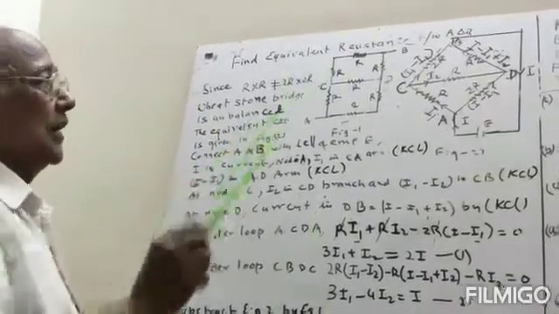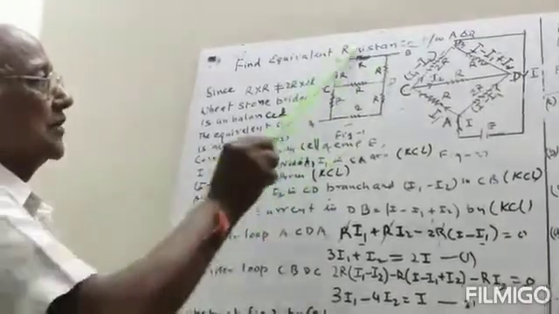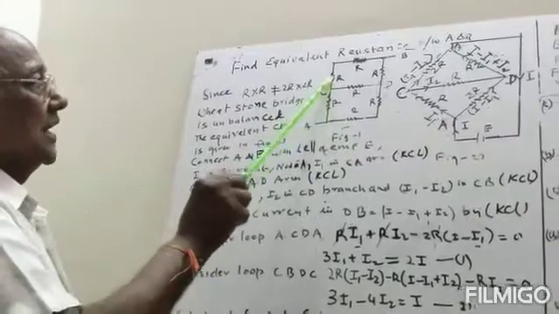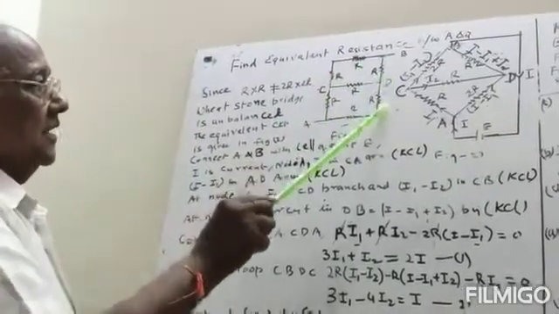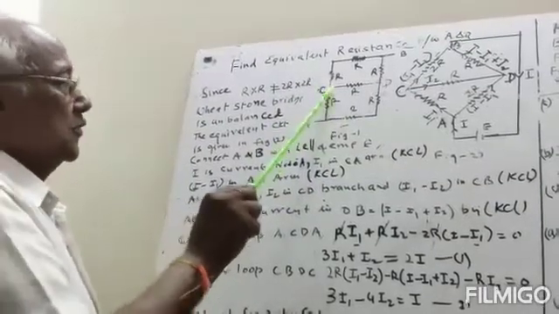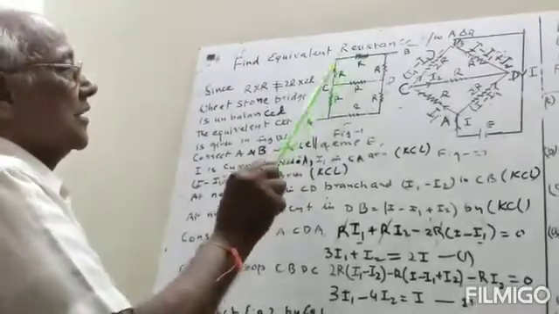Find the equivalent resistance between point A and point B for the given circuit. Here, resistance R is here, R is here, R is here, R is here, R is here. So if we see here, from A to C there is R, but from C to B this is R plus R, there will be 2R.